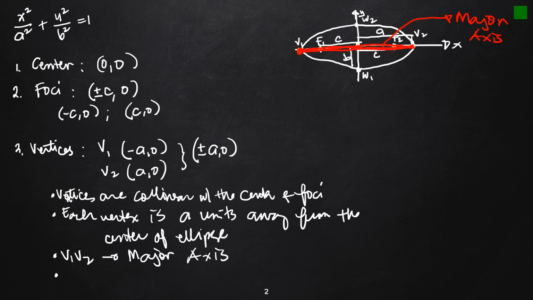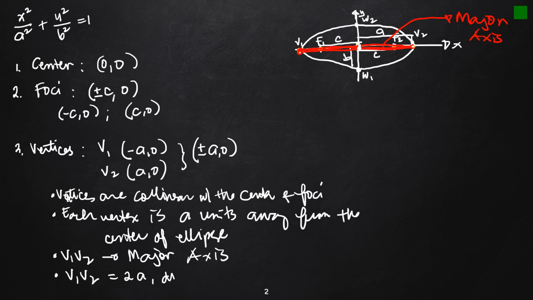Okay? Since V sub 1 to V sub 2 is equivalent to 2a, because from the center to one of the vertices is a, and so is this other vertex here, therefore V sub 1 to V sub 2 is 2a.